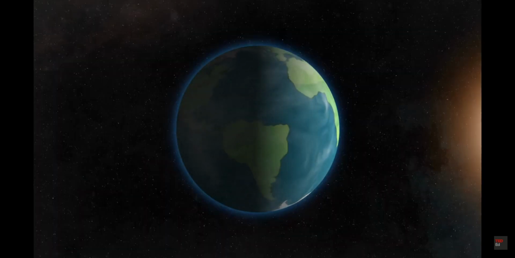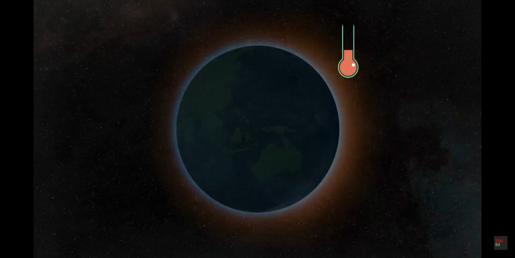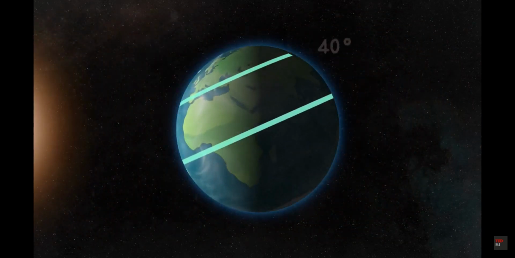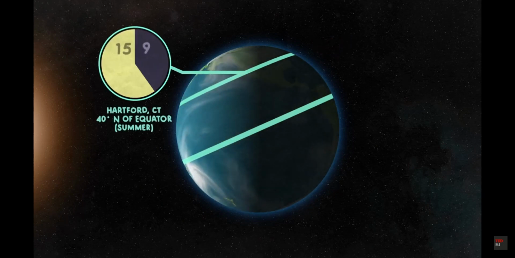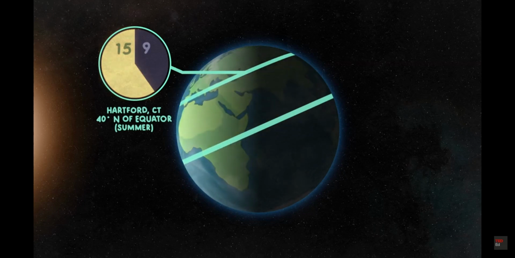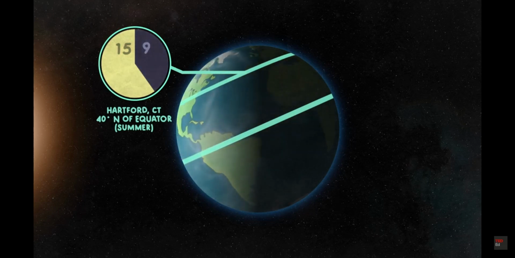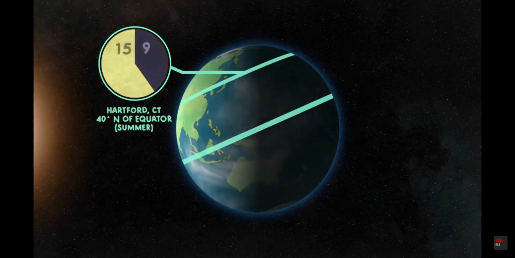So, when the Sun is shining on the Earth, it warms up. After the Sun sets, it has time to cool down. So in the summer, any location that's about 40 degrees north of the equator, like Hartford, Connecticut, will get 15 hours of daylight each day and 9 hours of darkness. It warms up for longer than it cools. This happens day after day, so there's an overall warming effect. Remember this fact for later.